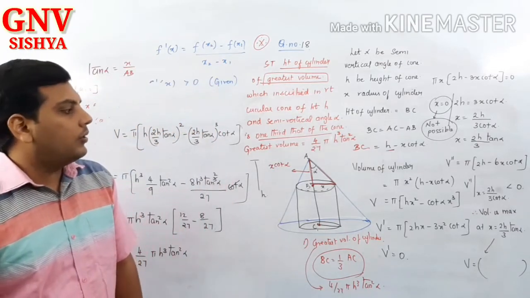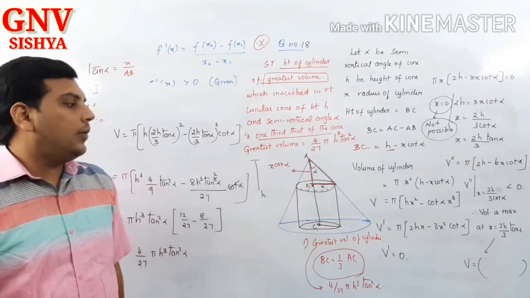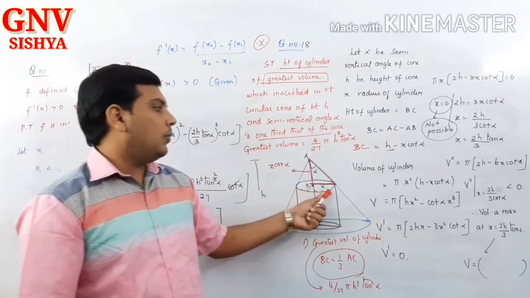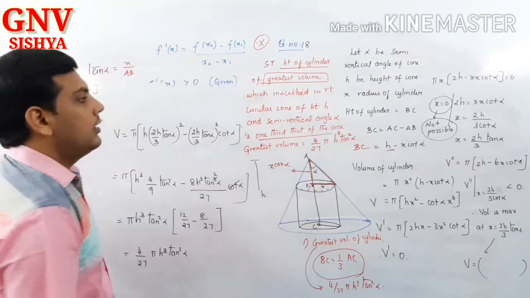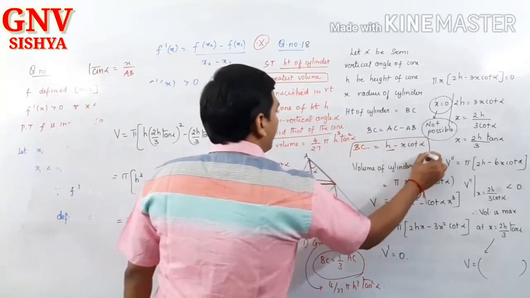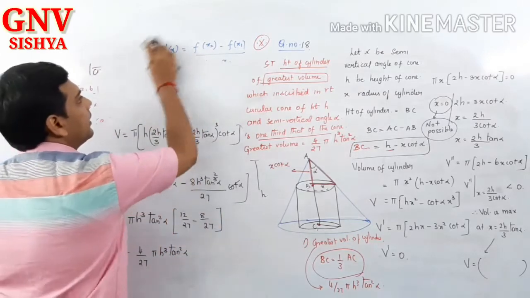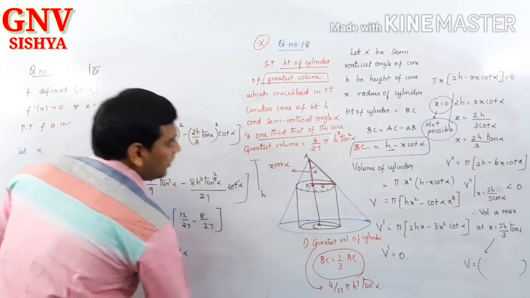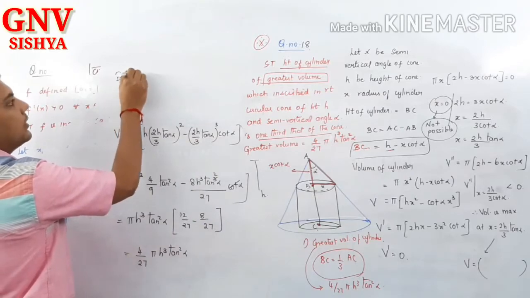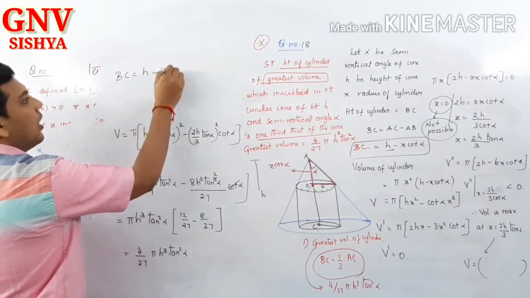Now one more thing I have to do. What do I have to prove for the height of the cylinder? It is 1/3 of the height of the cone. Okay, so the height of the cylinder is here. Correct? So now let me do this: the height of the cylinder is BC. So let me write here. Please listen. The height of the cylinder is BC. So BC is equal to h minus x cot alpha.